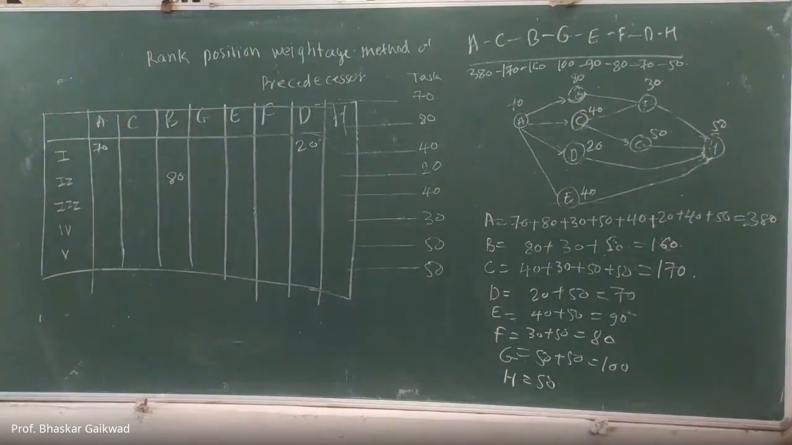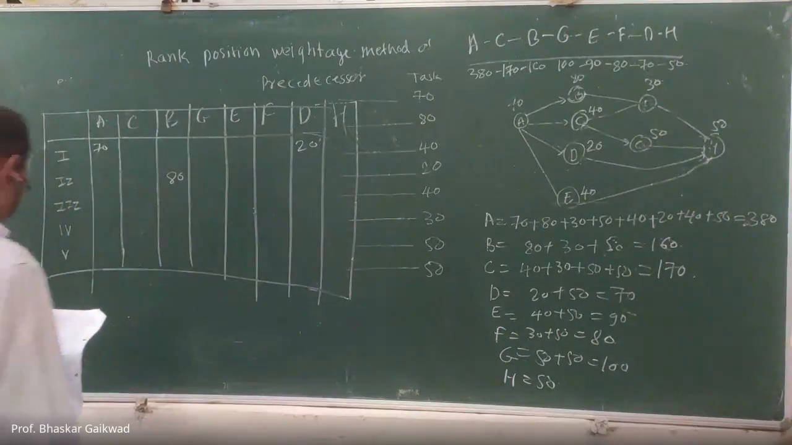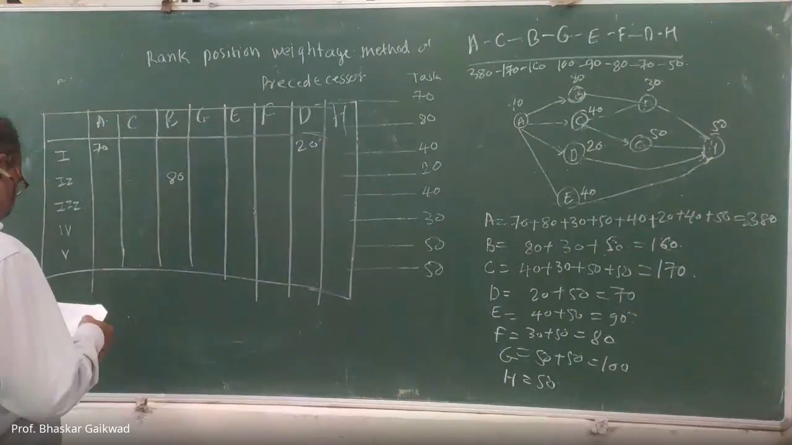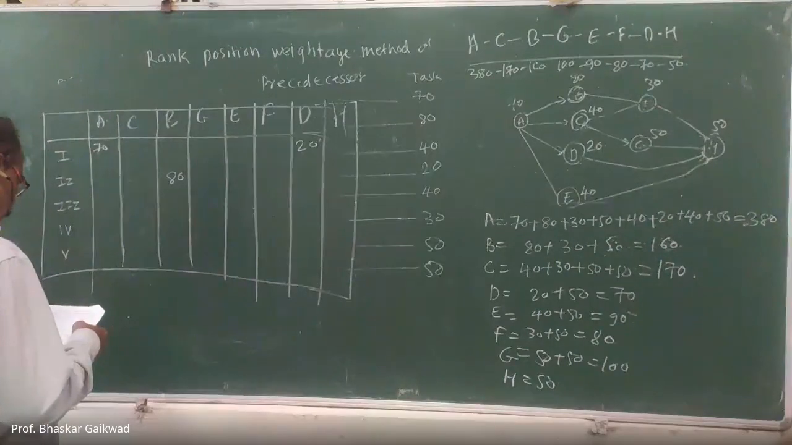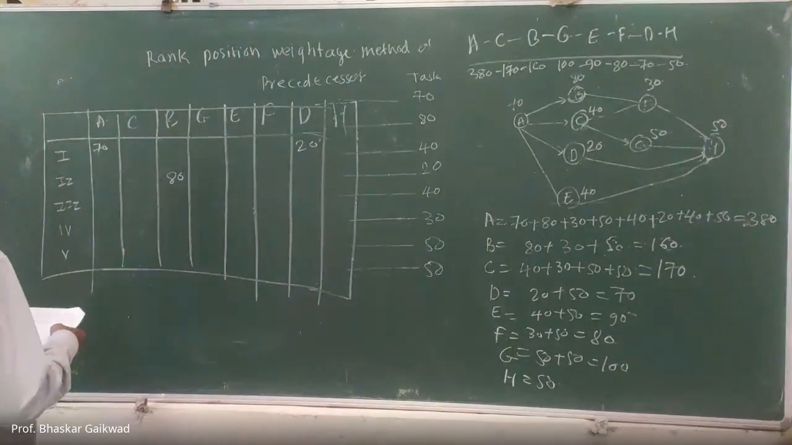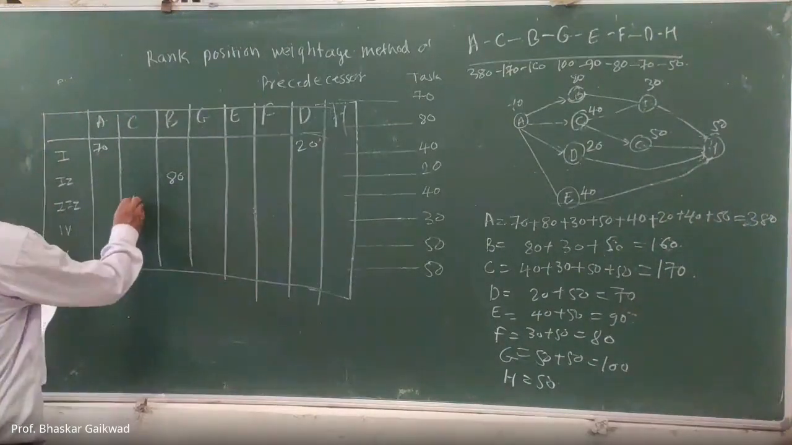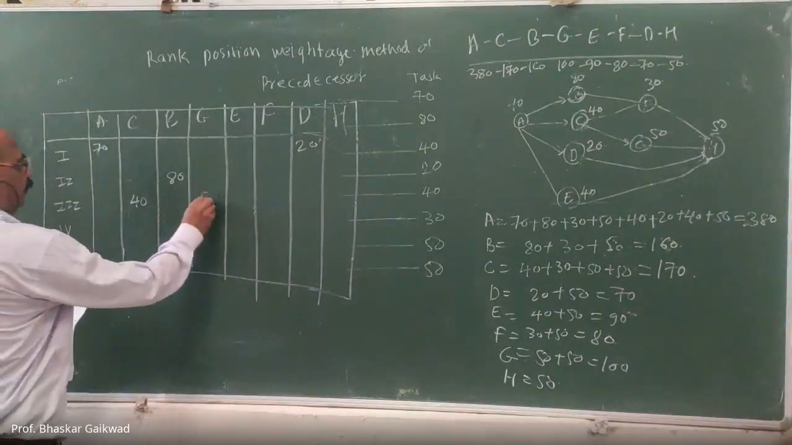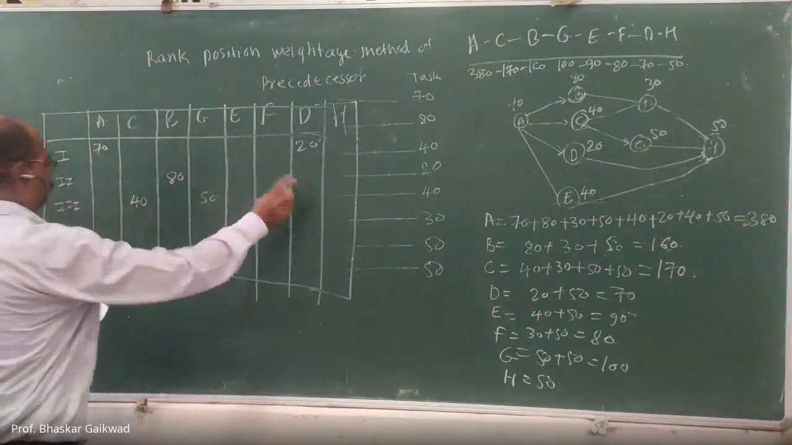Then we have to go for third station. What is that C? 40 is there. And what is about G? 50 is there. So 40, 50 will go. So C here is 40 and G this is 50. In this station will get over.